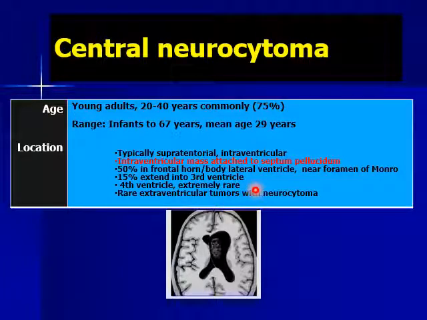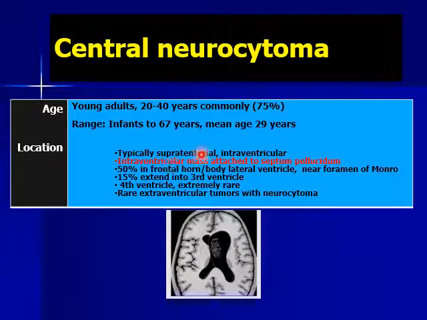Central neurocytoma. This is a tumor that affects young adults from 20 to 40 years old, rarely seen in infants and elderly, but it occurs. We are speaking about common things. It is common to see it in adults, but don't be astonished if you find a pathological report coming from an infant or a very elderly patient that he has central neurocytoma, but this is not common.